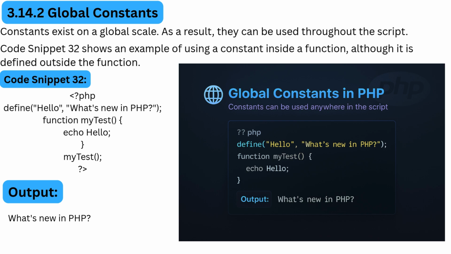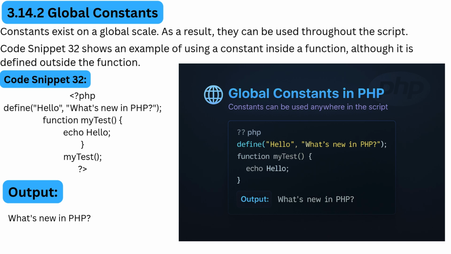The output of this code is, what's new in PHP? To explain this in a simple and smooth way, imagine constants in PHP as global reference points in your script. Once you set them, they're available for the entire program, no matter where you try to access them. That's one of the biggest advantages of using constants.